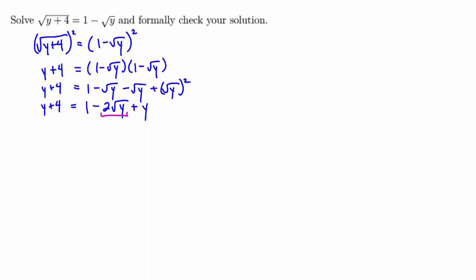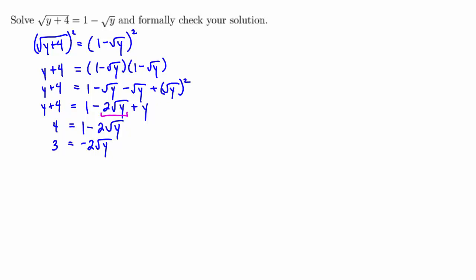So that negative 2 times the square root of y, I'm going to isolate. In order to do so, I want to get that all on its own. So the first thing I'll do is to subtract y from each side. And when we do that, we'll get 4 on the left side, and then we'll simply have 1 minus 2 times the square root of y on the right. Continuing on, we still want that negative 2 times the square root of y on its own, so we'll subtract 1 from each side. When we subtract 1 from the left side, we'll simply have 3. And when we subtract 1 from the right side, we'll just be left with negative 2 times the square root of y.